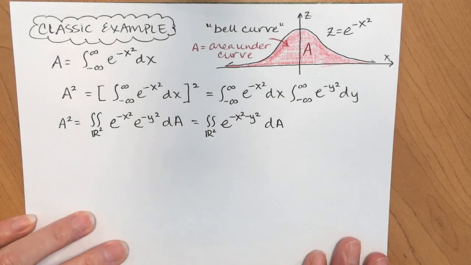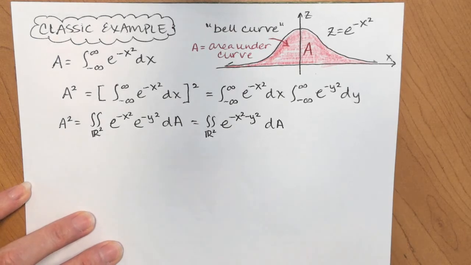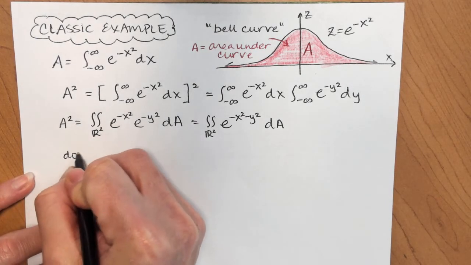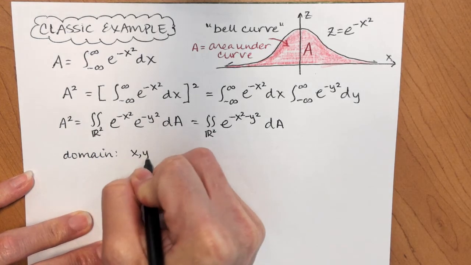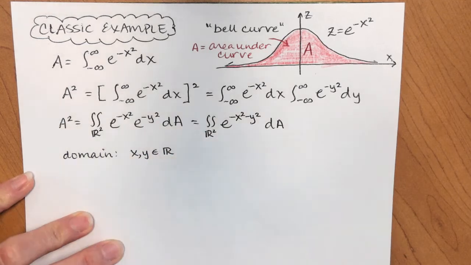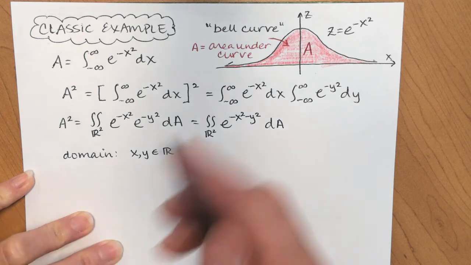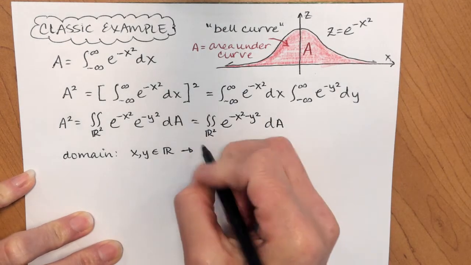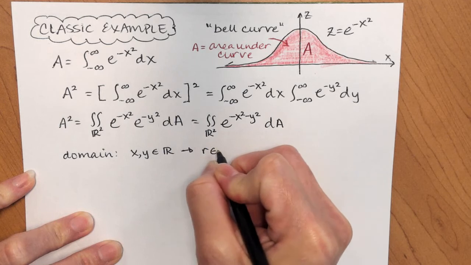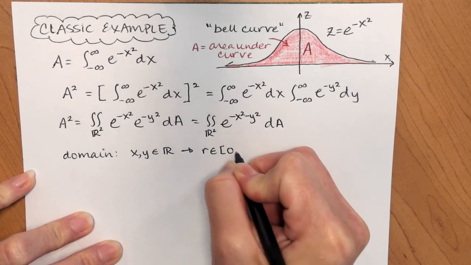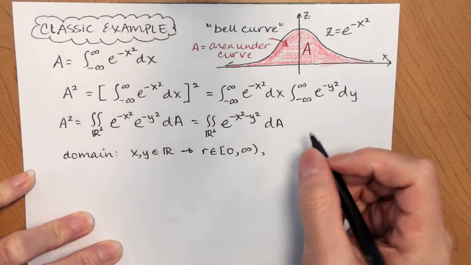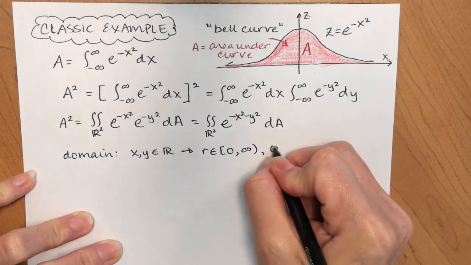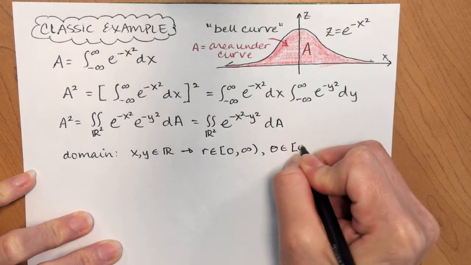Okay, so if you think about our domain, if x and y include all real numbers, then that means that our radius in polar coordinates can be anything from 0 to infinity, and theta includes all angles, which means theta will go from 0 to 2 pi.